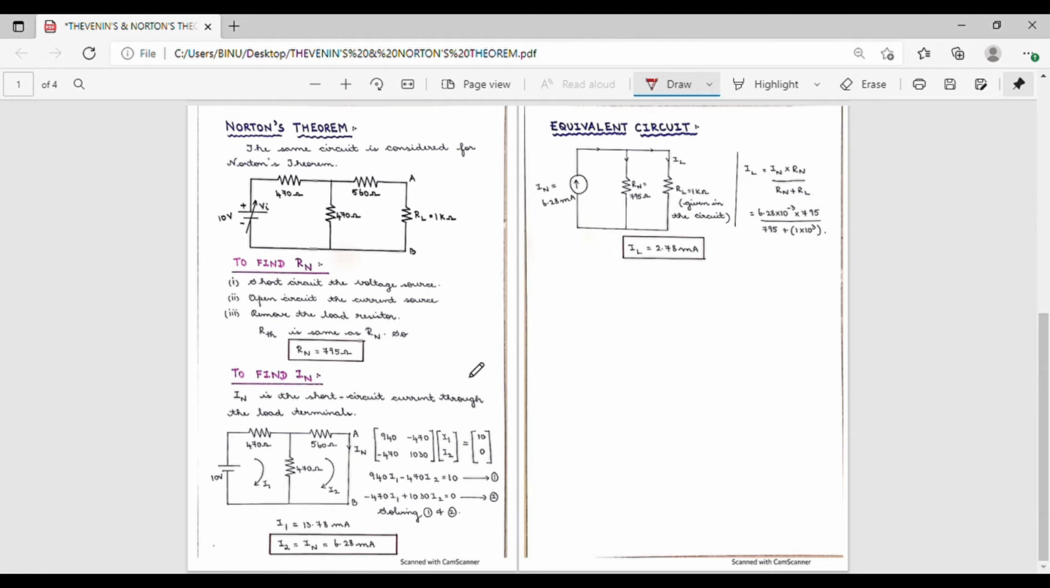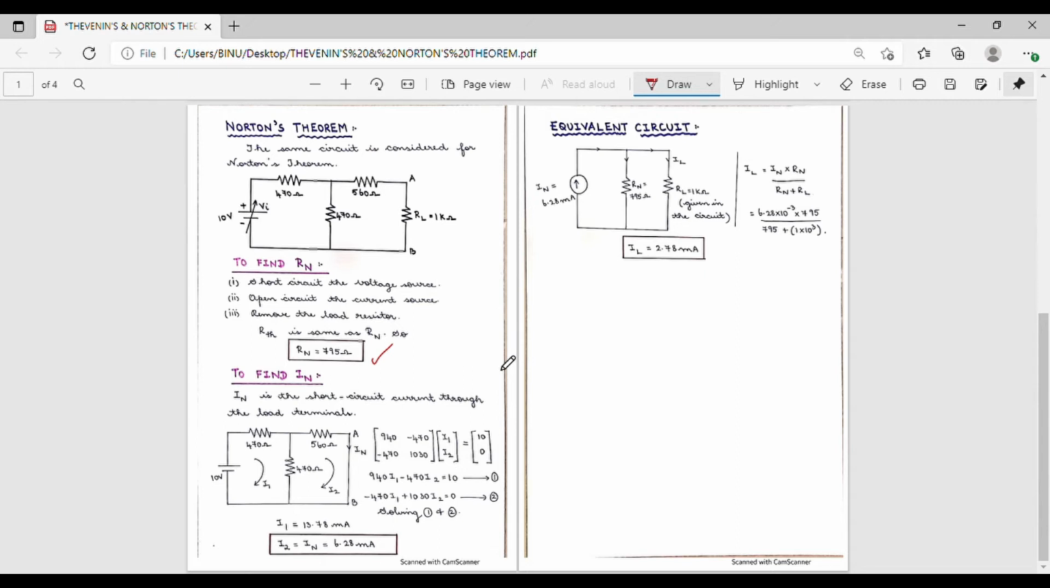After short circuiting the voltage source and removing the load resistor, we are going to have only the resistors present in the circuit. The two resistors 470 ohm and 470 ohm are connected in parallel and this parallel combination is connected in series. After simplifying the given resistance network, we are able to obtain the value of the Norton's resistance, which is quite similar to that of the Thevenin's resistance, and its value is found to be 795 ohm.